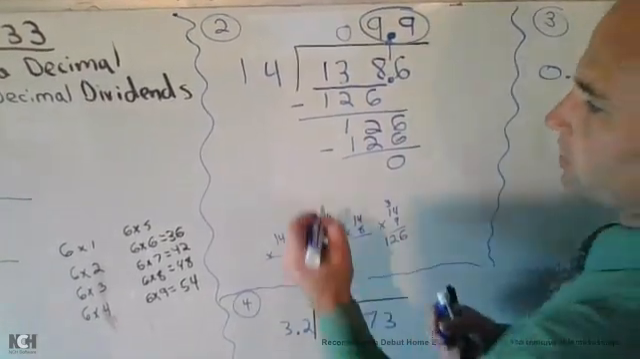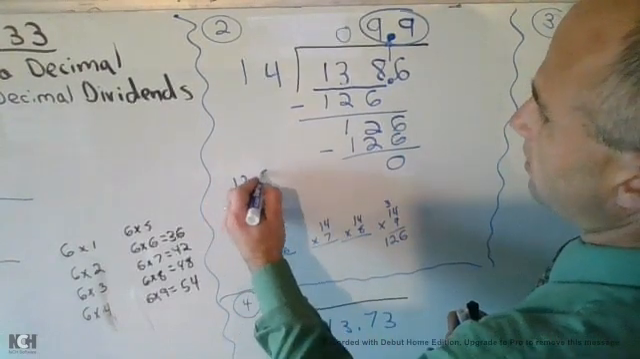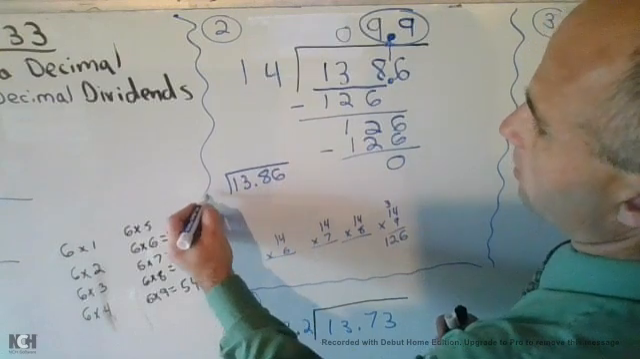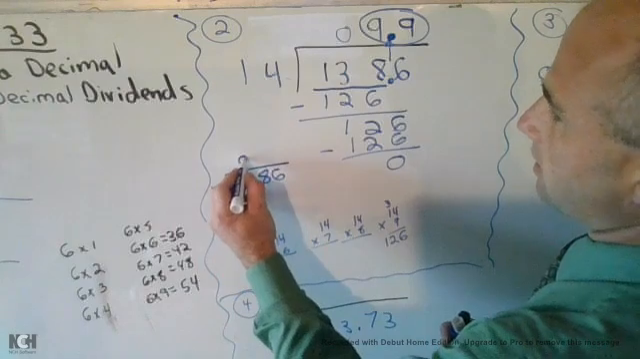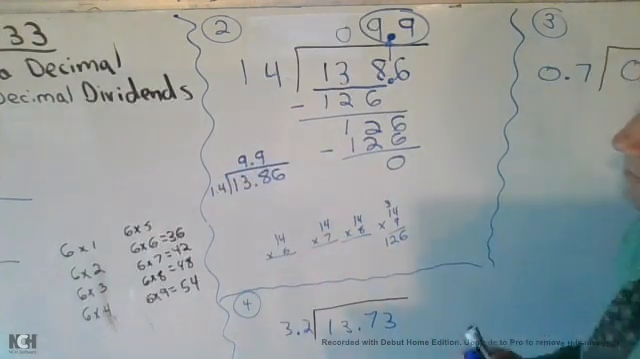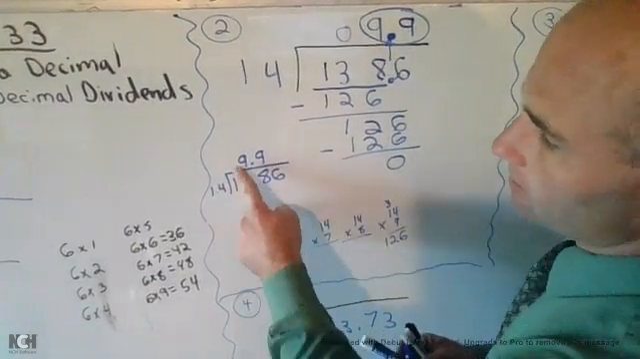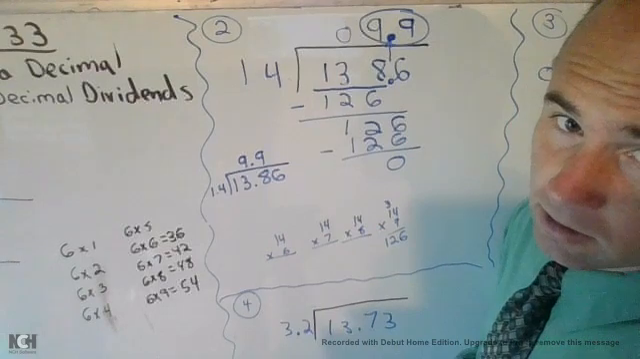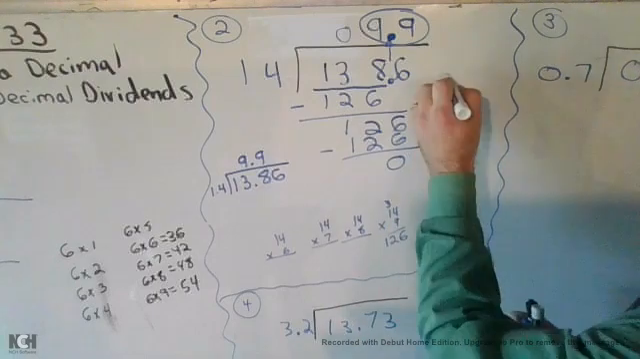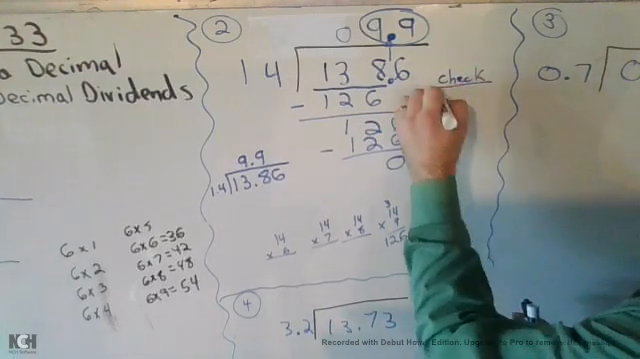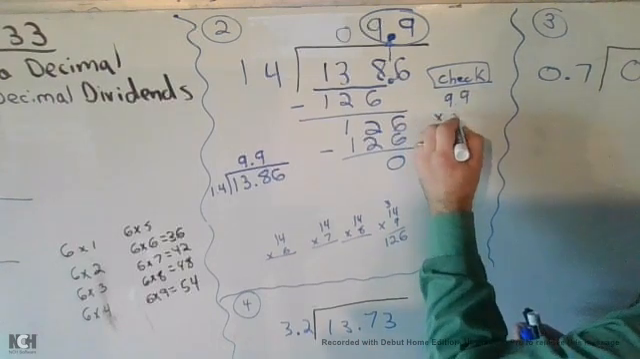So yes, my original problem, I'm going to write it off to the side here, was 13 86/100 divided by 1 and 4/10. The answer then is 9 9/10. So I could always check it by doing 1.4 times 9.9, and make sure I get 13 86/100. So I'm going to do that. I'm going to check it. 9 9/10 times 1 4/10.